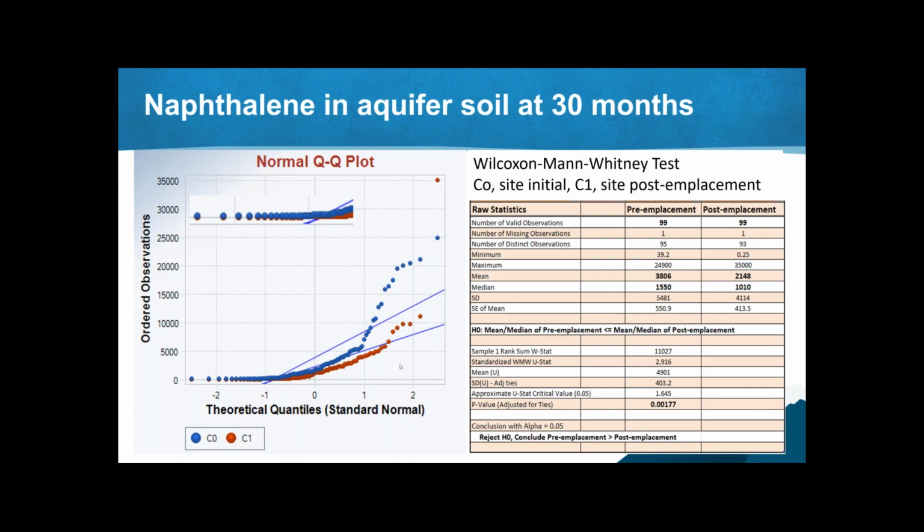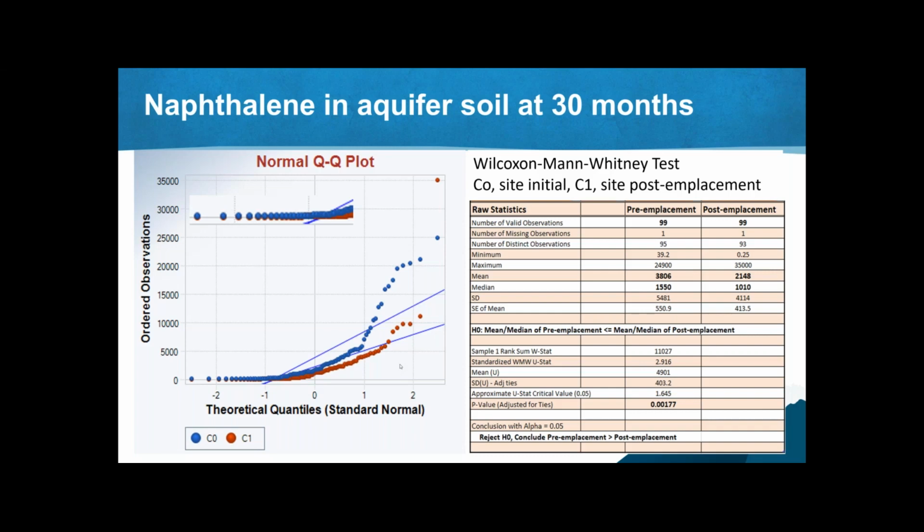And it's easy to visually see that the red line is clearly different than the blue line. It's less. If you look to the chart on your right, this is called a Wilcoxon-Mann-Whitney test, and it's a non-parametric test. And I'd like to just point out some characteristics. How many data points do we have here? We have 99 data points. And if you look at the mean pre-emplacement, which was 3,806 milligrams kilogram naphthalene, post-emplacement at 30 months, you're at 2148.